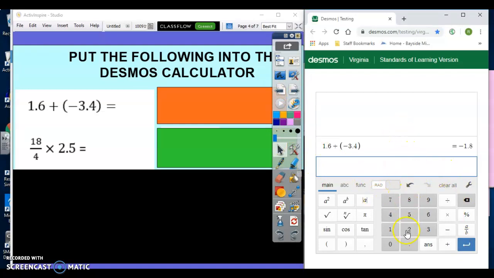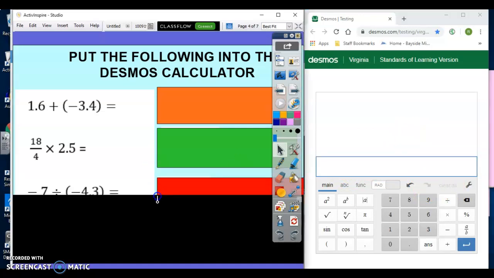So we have 18 divided by 4. And then I'm going to use my arrow button on my keyboard to go over. Now I'm going to hit times 2.5. So everyone should have that typed in, and the answer you should have got is 11.25. So let's say I don't want to see all this stuff and I just want to clear it. I can hit clear, and then if I hit clear all, it'll all go away. That's just up to you.